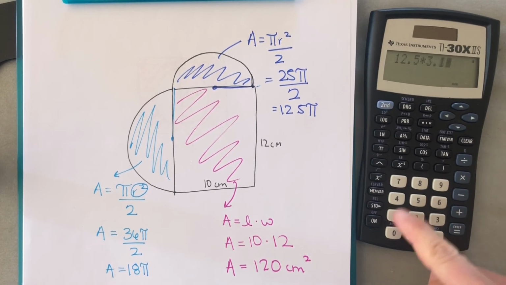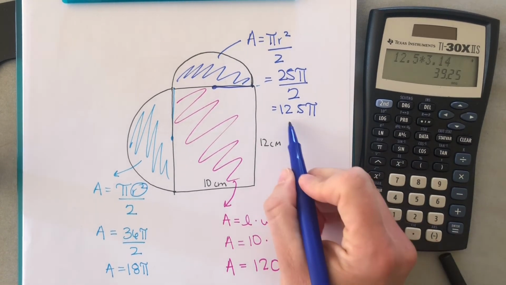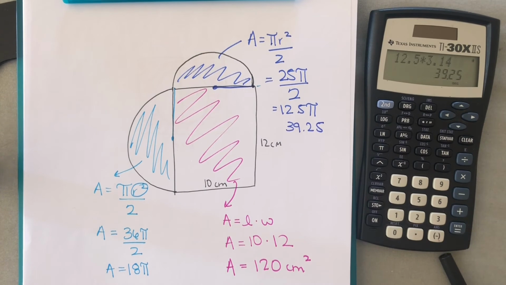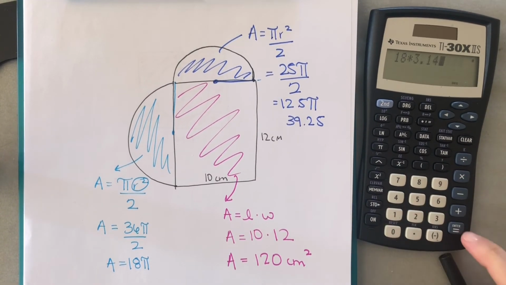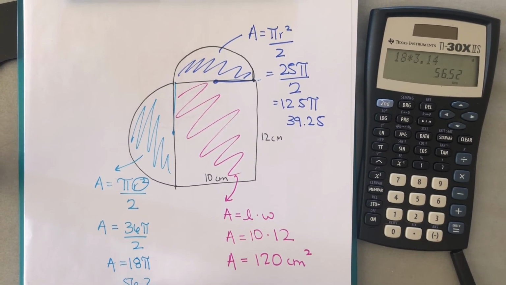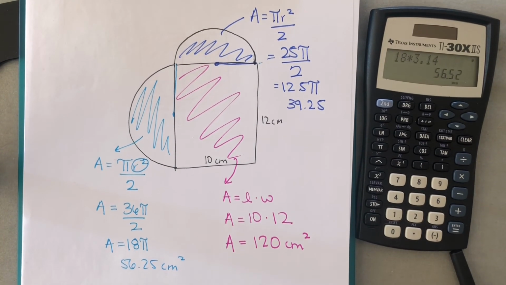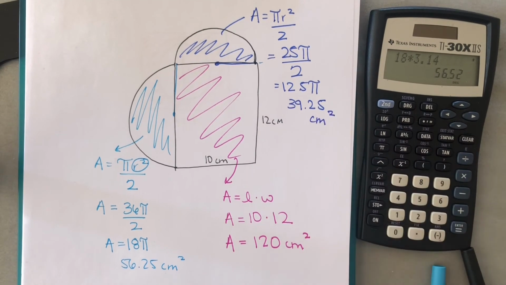Now, because I need to add these all together, I'm going to go ahead and calculate 12.5 pi using 3.14. That's 39.25. And then 18 times 3.14 is going to be 56.25 square centimeters. Don't forget our units there.